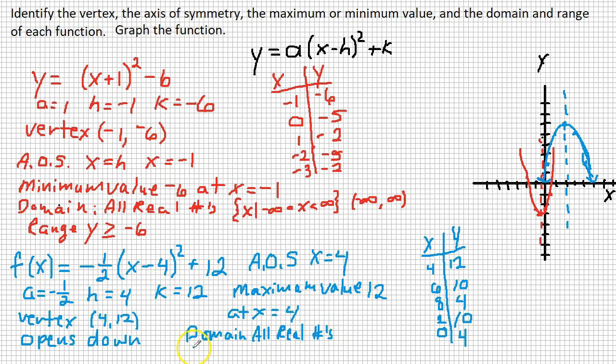Okay, our range. Well, since we have a maximum value, everything's going to be below 12. So y is going to be less than or equal to 12. And there we have it. All right, happy graphing. Enjoy those parabolas in vertex form.